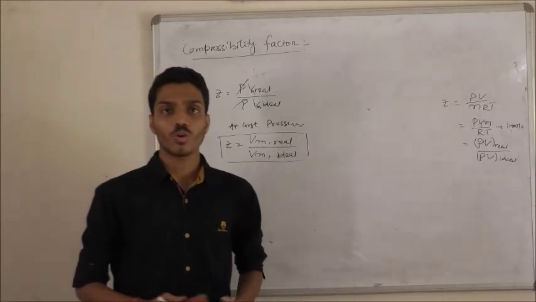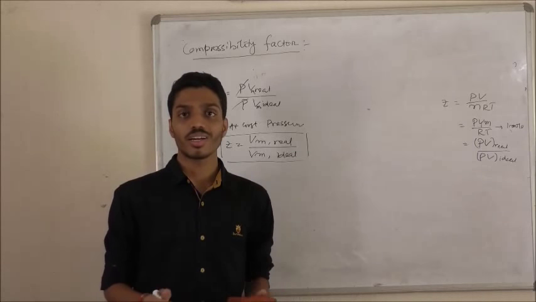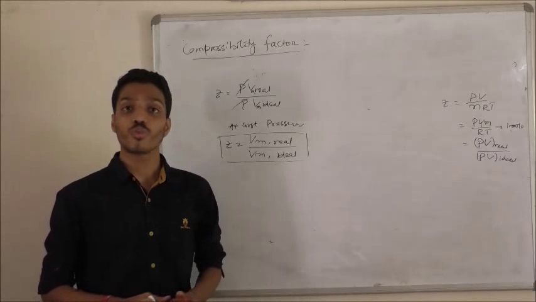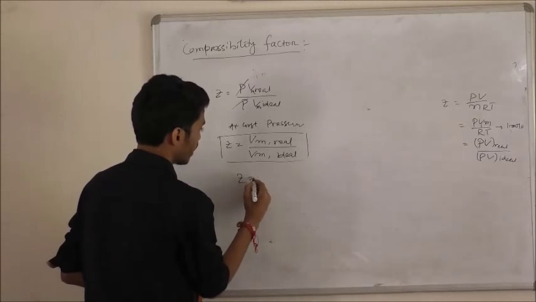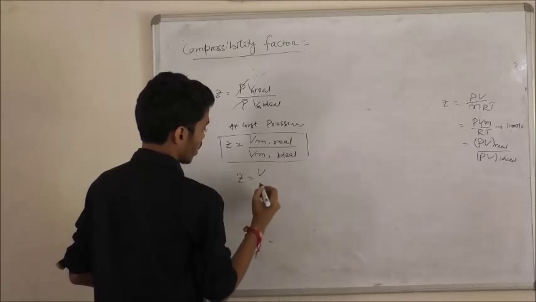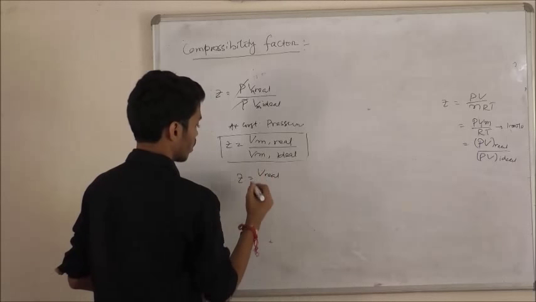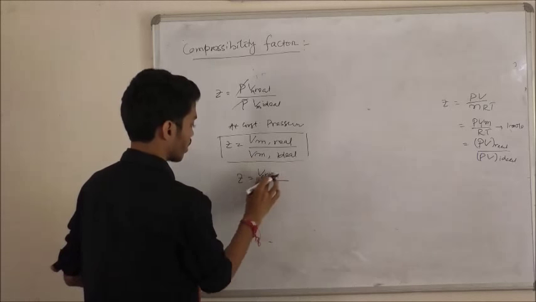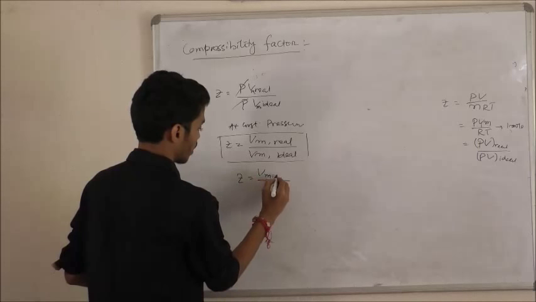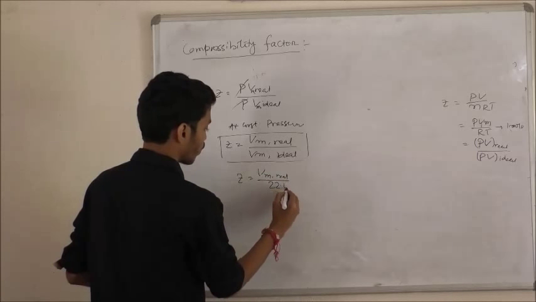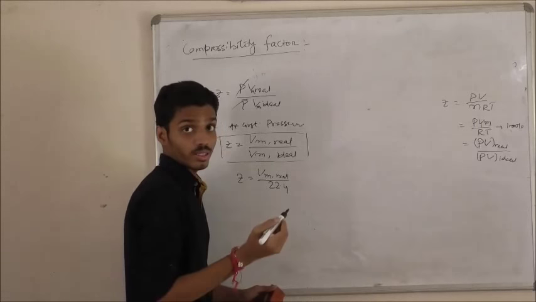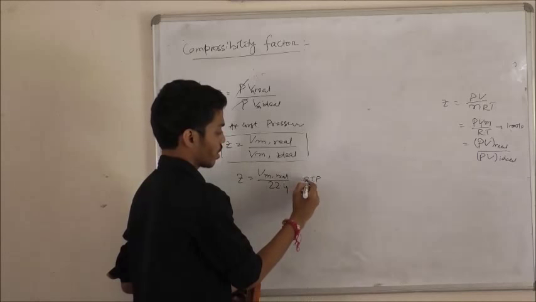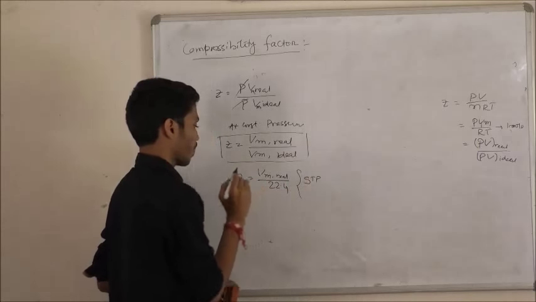And dear students, you all know that at standard temperature and pressure condition, that is called STP, the Vm or volume of ideal gas is 22.4 liter. So what we can write here is Z equals Vm real over 22.4 liter. But remember this is at STP condition.